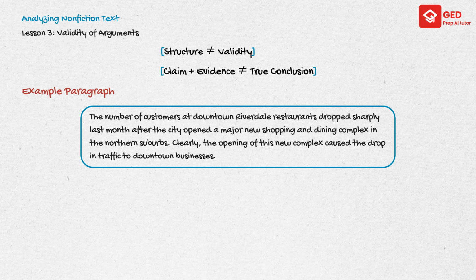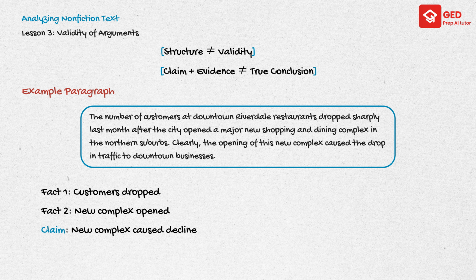First, separate the facts from the conclusion. The facts are simple. Customers dropped, and a new shopping complex opened. That is all we know. Now look at the conclusion. The writer claims the new complex caused the decline. But notice the logic jump. The drop happened after the complex opened. After does not automatically mean because. Timing alone does not prove causation.